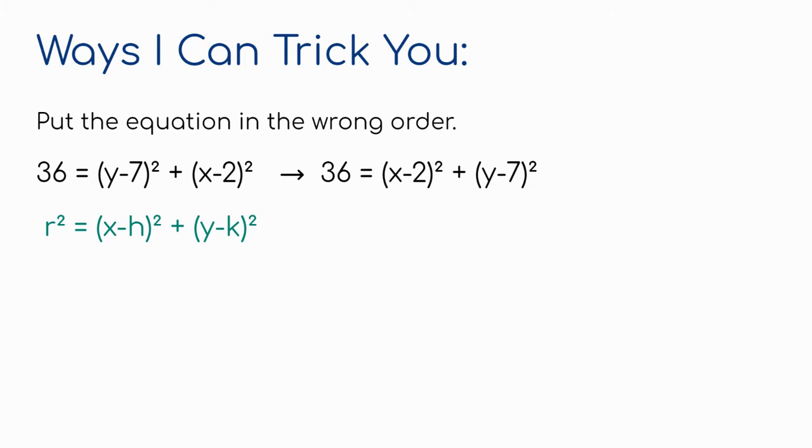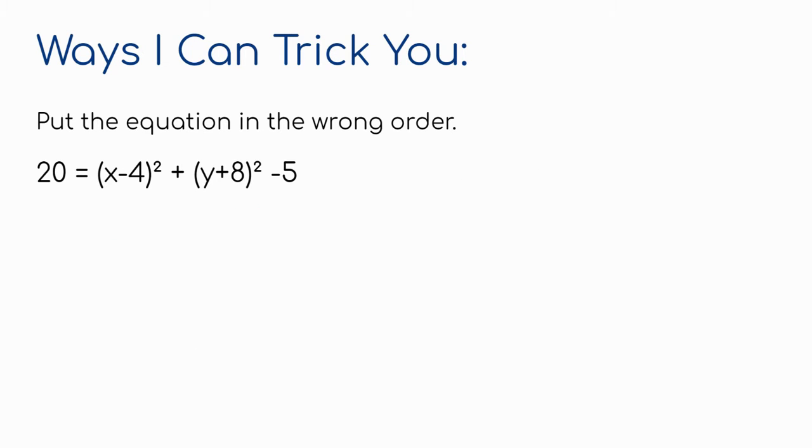So now I can find my center and my radius. My radius is going to be the square root of 36, which is 6. My center is going to be the opposite of minus 2 and minus 7. So my radius is 6. My center is positive 2, positive 7.